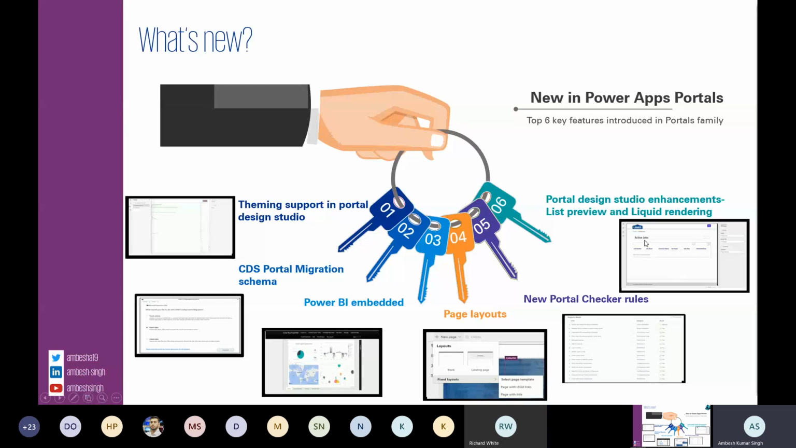And then you also have the portal design studio enhancement. If you use any CRM or CDS list, or some of the liquid rendering, you can immediately get the output in the design studio. So you don't need to wait for that. It's not like you just added it and you don't know what will happen. So you will get a complete WYSIWYG feel there.